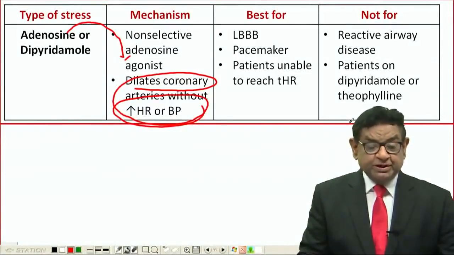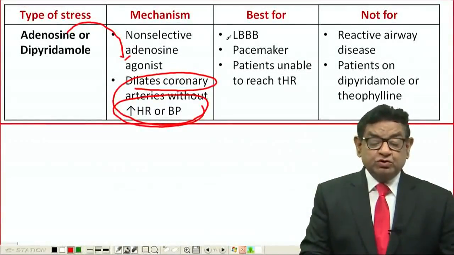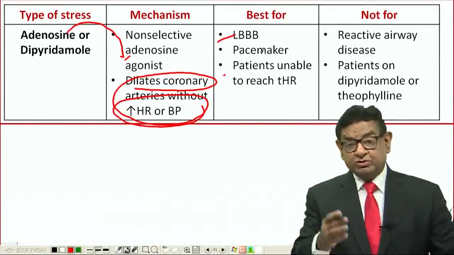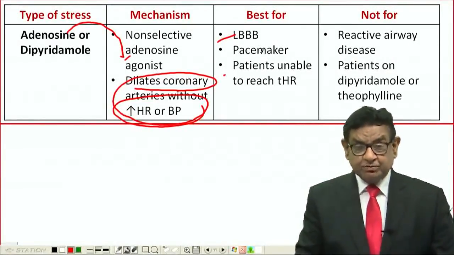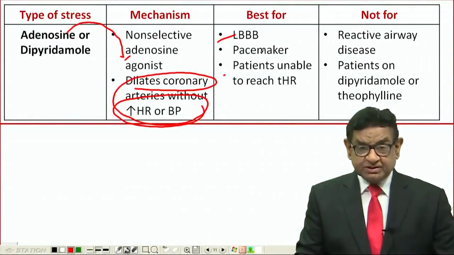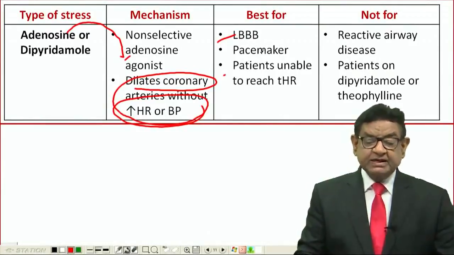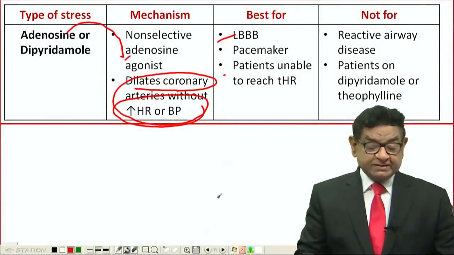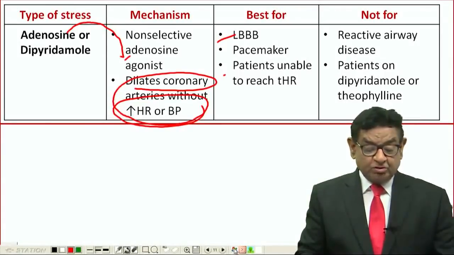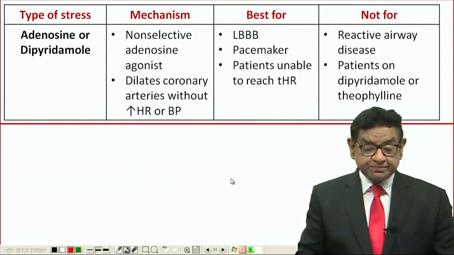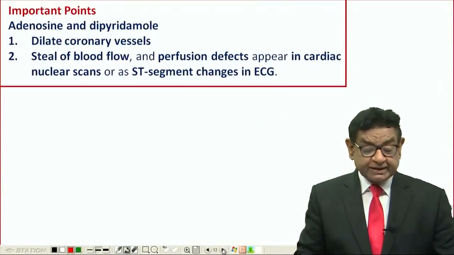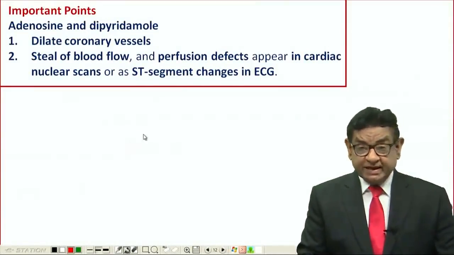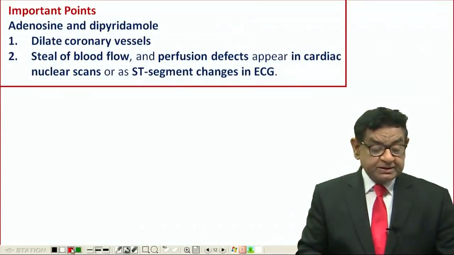Now how is it going to work? Again, we use this test for those conditions like LBBB and LVH, where the patient is not able to do an exercise test, or exercise testing is not possible. Now, what does it do? I'm sure it's not causing an increase in heart rate. So how do they act? They dilate the coronary arteries.